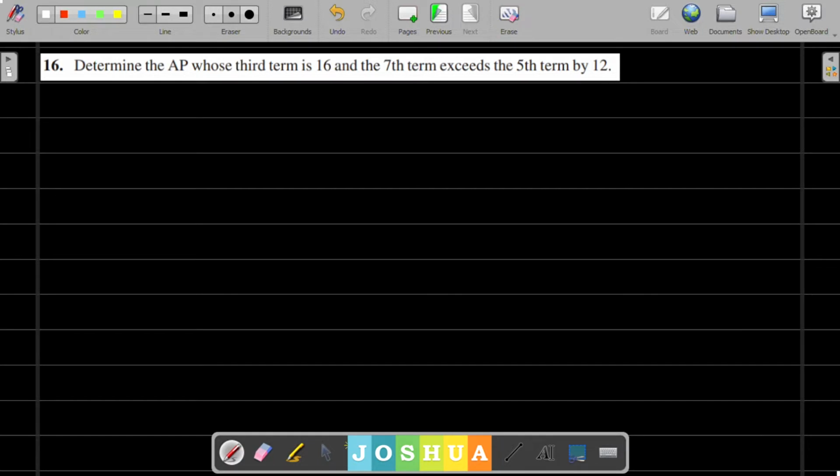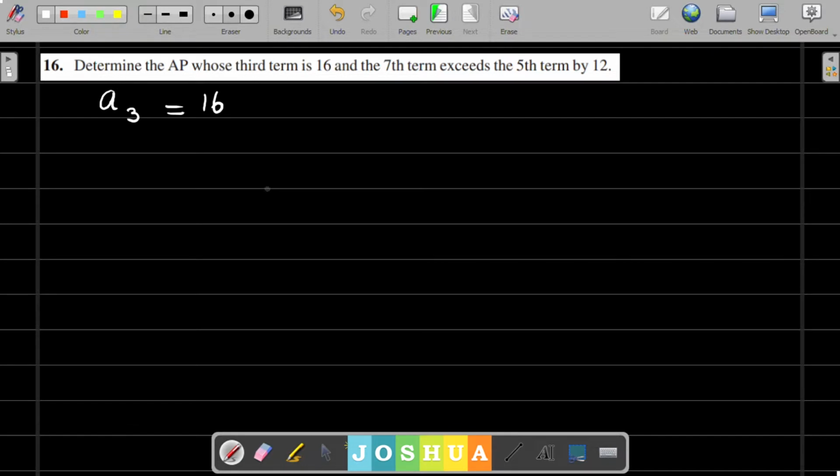Question number 16. Determine the AP whose third term is 16 and the seventh term exceeds the fifth term by 12. Now first I am going to write the values available in the question. Third term is 16. That is A3 is equal to 16.